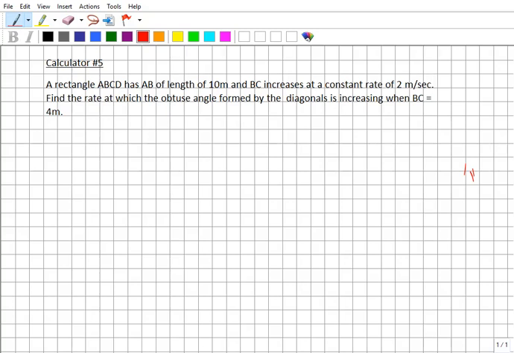All right, this is a related rate problem, and the reason you know that is because you're given a rate and you're trying to find a rate. It says find the rate. Okay, so the first thing you want to do is draw a picture. So we have rectangle ABCD. You want to label it correctly, ABCD.